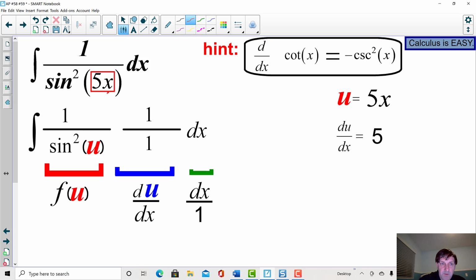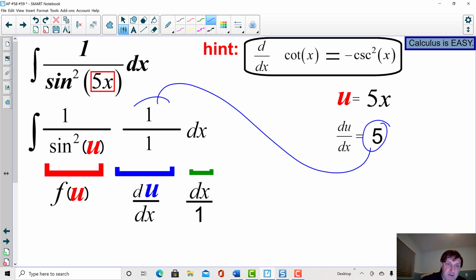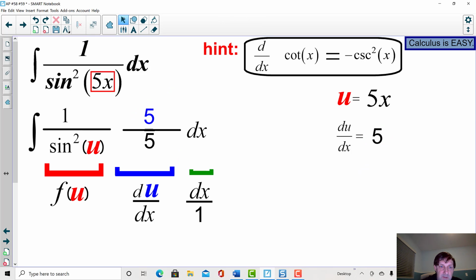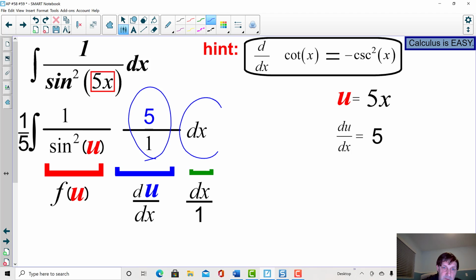Okay, for this example, our u is going to be 5x. So the derivative of u is just going to be 5. So we can plug in a u for the 5x. Since the derivative of u is 5, we just need a 5 right here. We have a 1, so we can put a 5 over 5. We don't need the 5 that's on the bottom, so we can bring it out to the front. That'll be a 1/5 in the front. Now we have our u prime right next to our dx, so the dx's will cancel, and we'll just be left with a du.